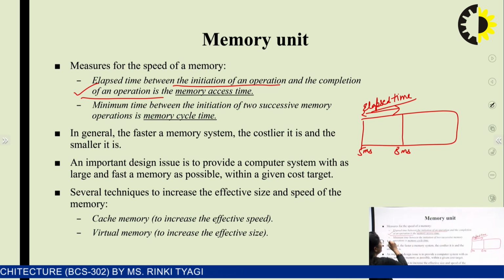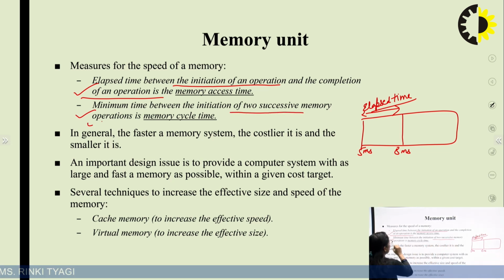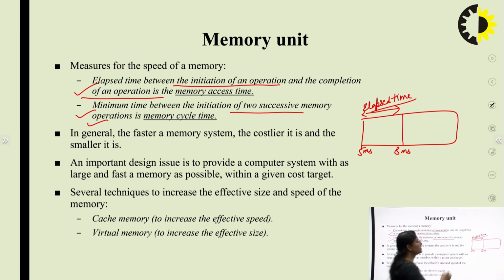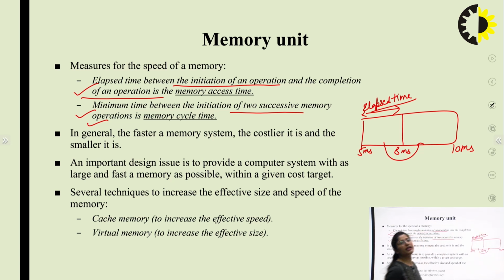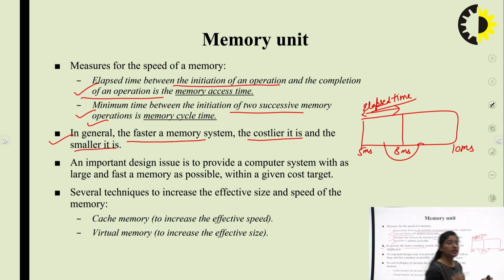The minimum time between the initiation of two successive memory operations is the memory cycle. So this is one operation that is performed, and the second operation is performed at 10 milliseconds. These are two successive operations, and the time taken for completing these successive operations is known as your memory cycle time. Generally, the faster a memory system, the costlier it is and the smaller it is, because cost is the major factor. The smaller and speedier the memory, the higher the cost.